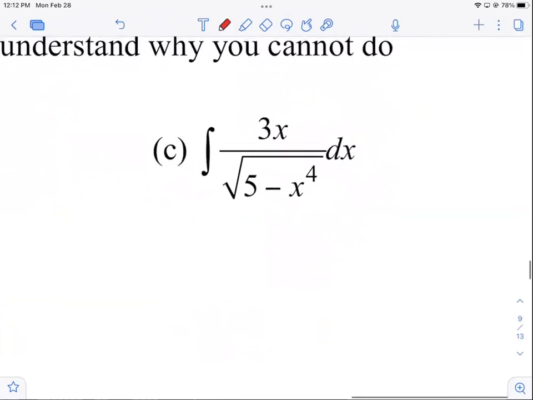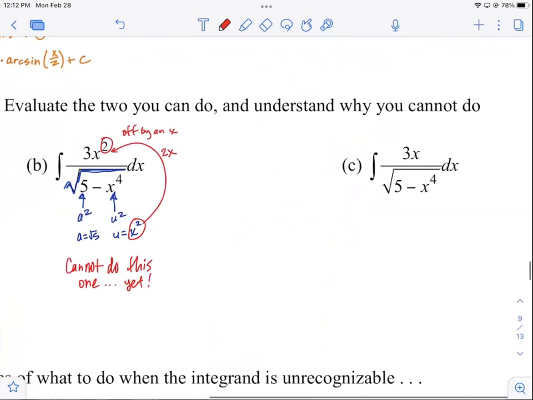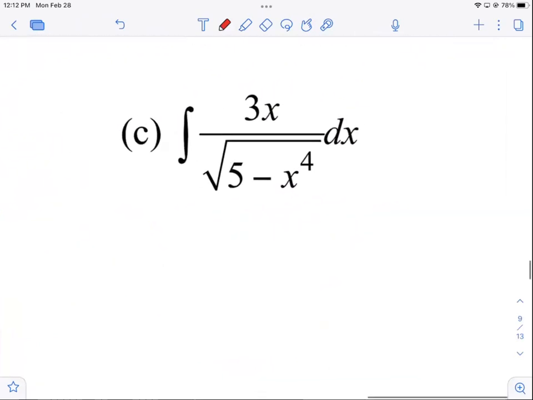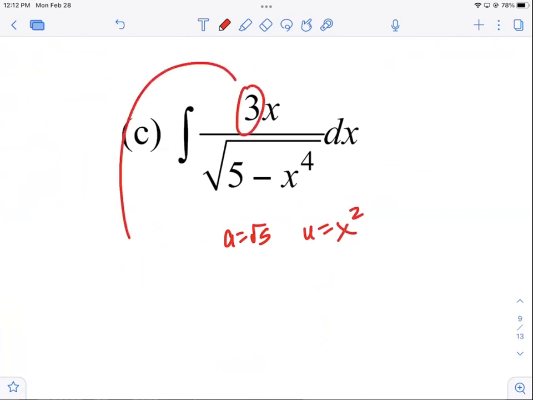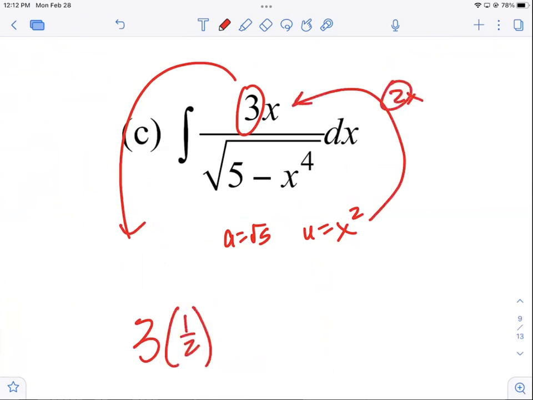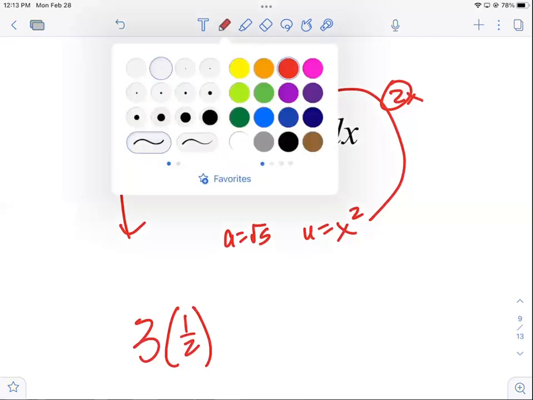All right, now look at this one. On this one, you're like, whoa, this is kind of what I just did, right? So I got my a to be the square root of 5, and u was x squared. Look, this 3, you're already in the answer. The derivative of x squared is 2x, so now I'm off by a 2. So I have a correction of a half. Now I know that I'm ready to do the rule of integration once I make my correction of a 2. And this one is arc what, Mason?